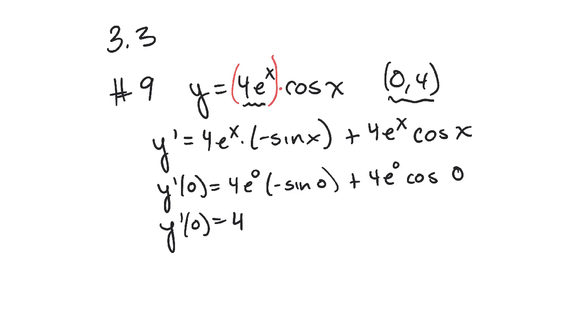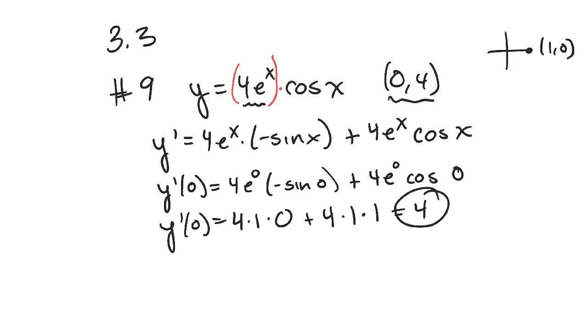e to the 0 is just 1. Sine of 0 is 0, so I'm picturing the unit circle here, right? We're right here. Plus 4, e to the 0 is 1, cosine of 0 is 1. All of this, I end up with 4. So the derivative at 0 is 4, which tells me the slope is 4.